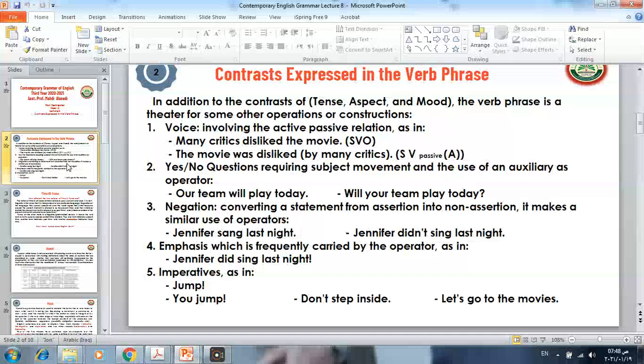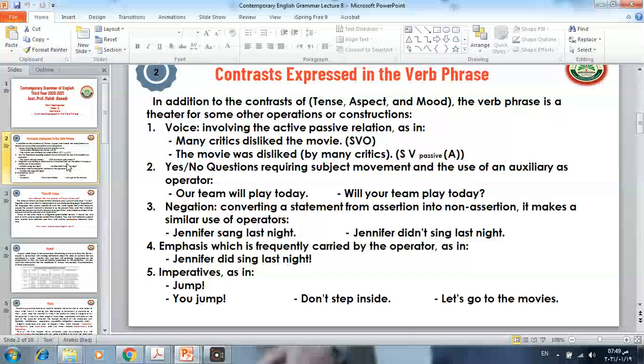Number four, emphasis. Emphasis is frequently carried by the operator. Here we also need an operator to add more force to the verb phrase. So we say, for example, Jennifer did sing last night. Okay, did sing. So we are emphasizing. Okay, so I do support you. Okay, I do believe you. Now you are adding more emphasis to the verb phrase.